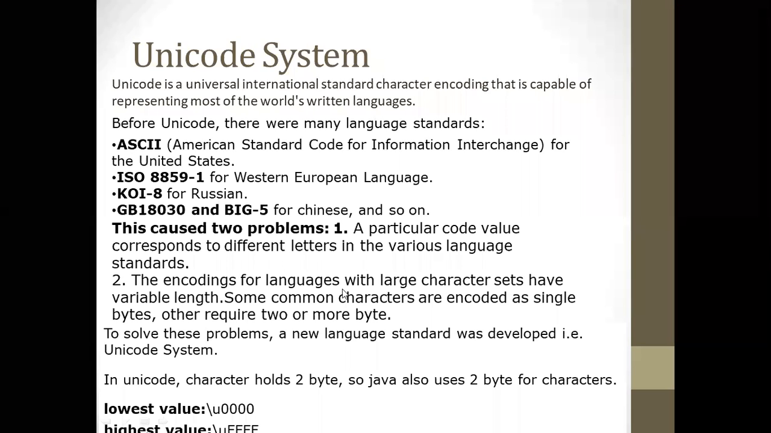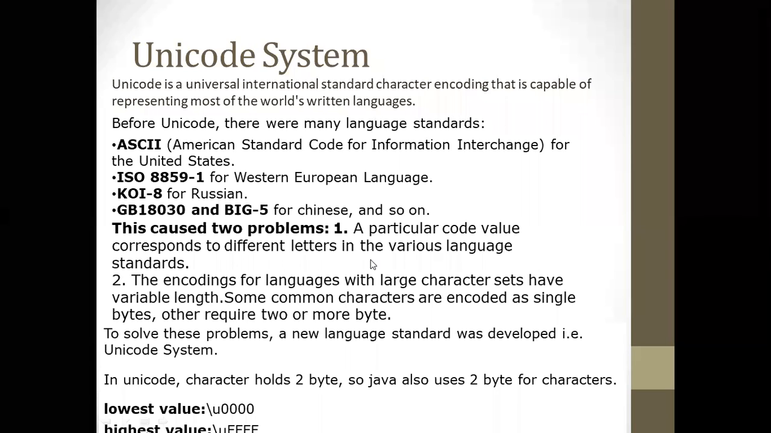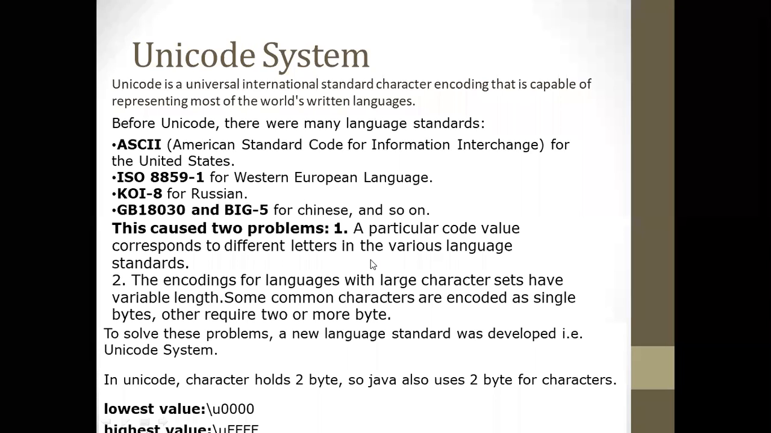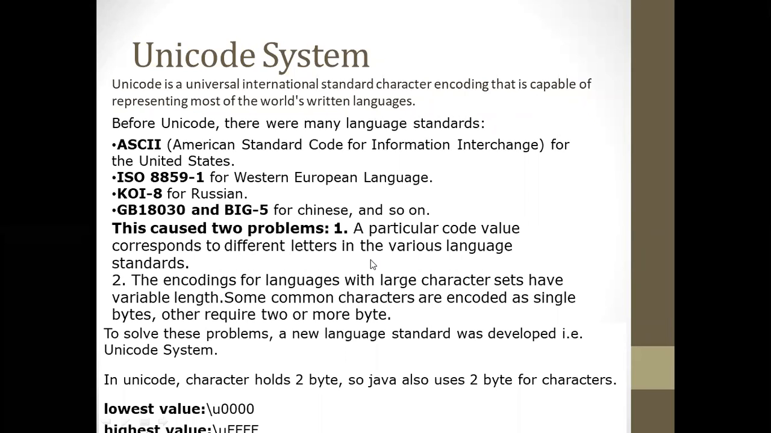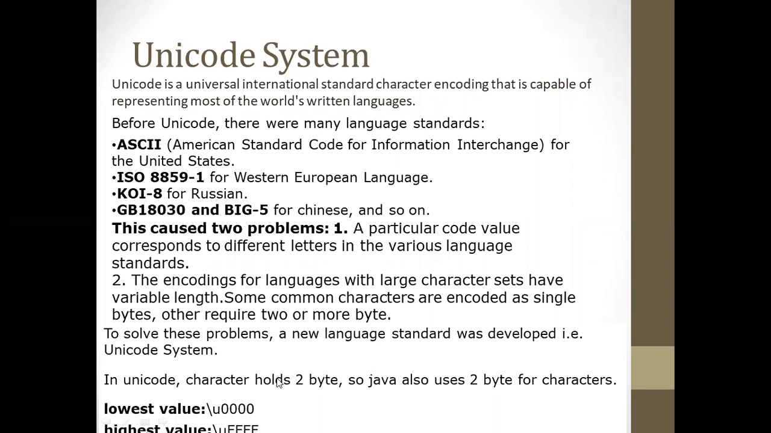Now what was the problem? There were different letters in various language standards. So you know why we say that Java is quite a versatile language, that it includes everything. If you remember, there are so many devices that are based on Java. So the main challenge for this language was to include all the character sets that are available throughout the world. For that, a new language standard was developed, that was the Unicode system.